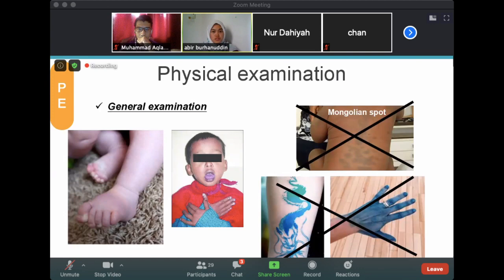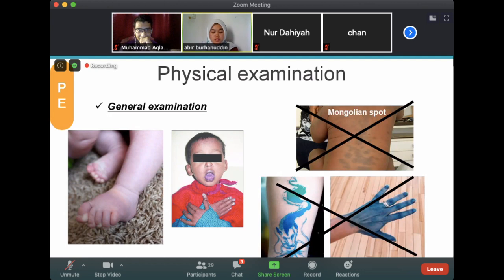Okay, for the physical examination, first we have to determine whether the patient has central cyanosis or peripheral cyanosis. Then we must not be confused with signs like a Mongolian spot. It's not a cyanosis, the blue tattoo and a blue dye. Okay. And then for general examination, we must also look for syndromic facies like in trisomy 21, 18 or 13.